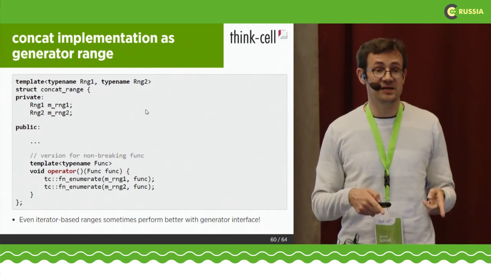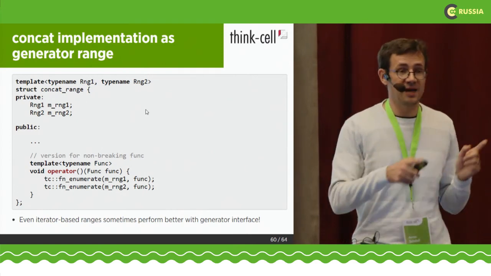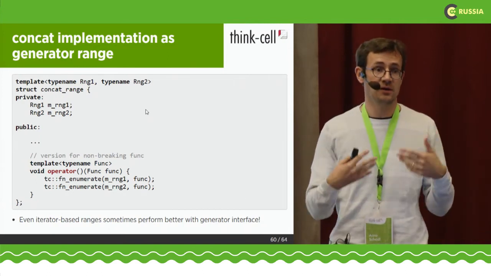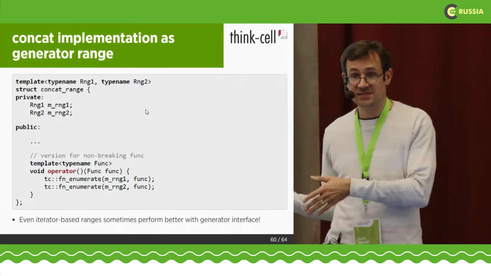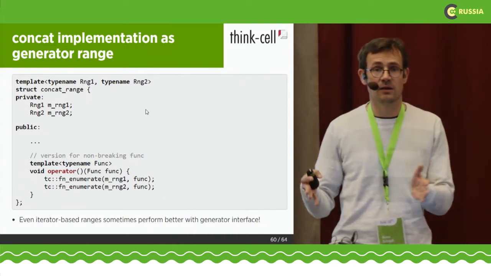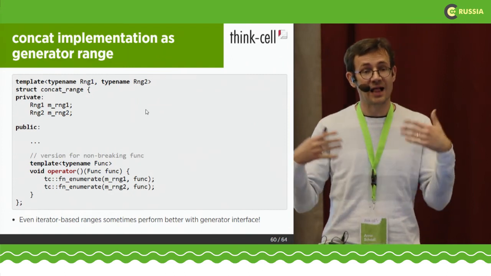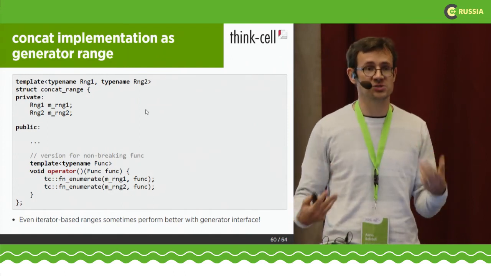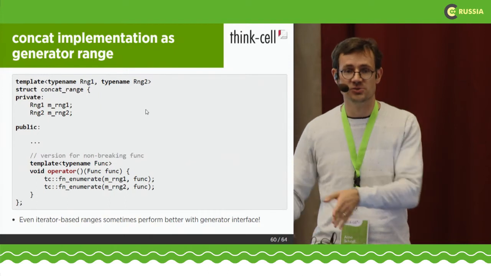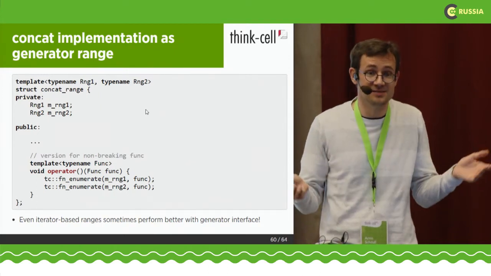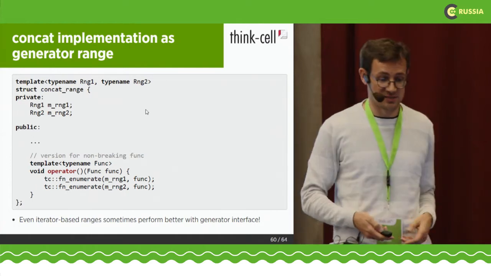So the conclusion here is, even for things you actually have an iterator implementation for, like a concat, at think-cell we actually have, in parallel, a generator range implementation. And then we let the algorithm choose which one it wants to use. So for_each will always use the generator implementation because it's potentially more efficient, and it doesn't need the extra functionality of iterators.